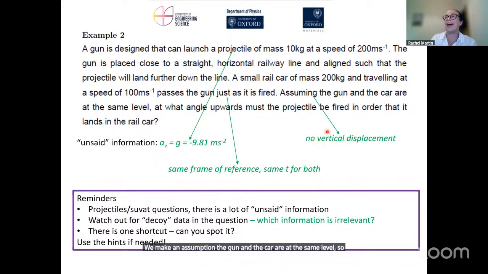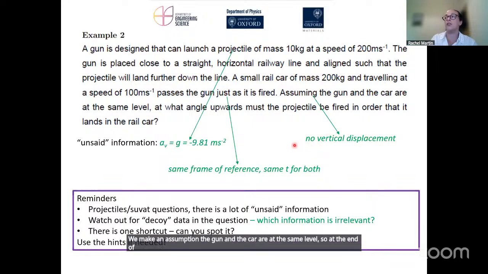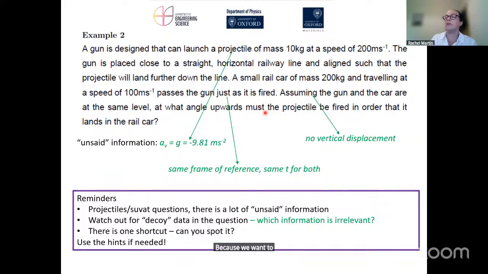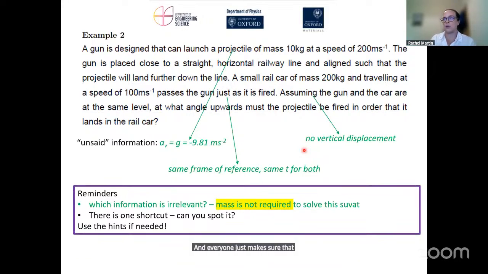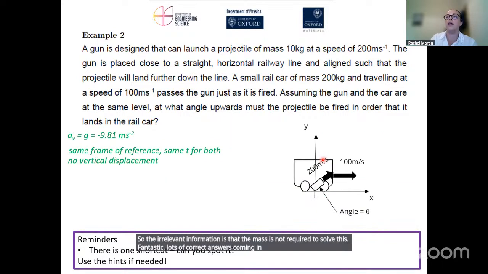So at the end of this motion, there's no vertical displacement because we want to know the angle that the projectile must be fired in for it to land in the rail car. And everyone just make sure that your calculator is set on degrees before we carry on. So the irrelevant information is that the mass is not required to solve this SUVAT. Fantastic, lots of correct answers coming in, well done.